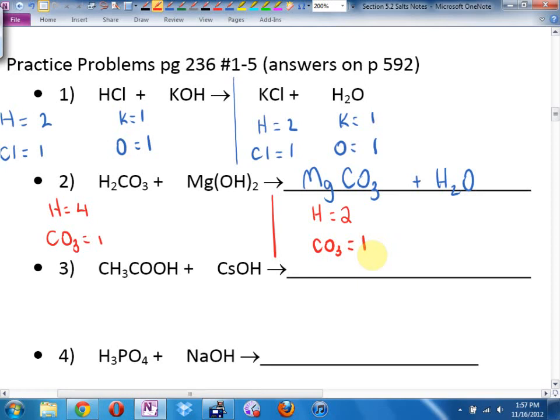What else do I need to take care of? Mg, how many Mg's on the left? 1. How many Mg's on the right? Ooh, I like.